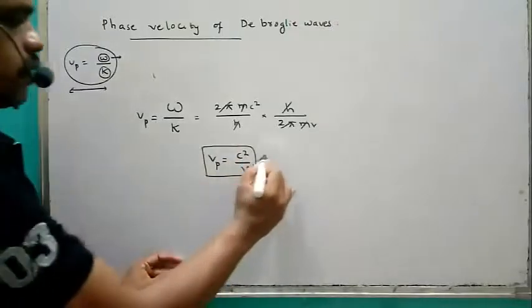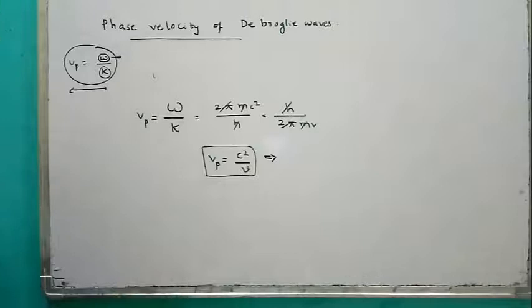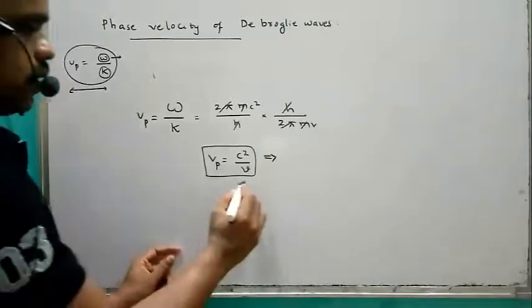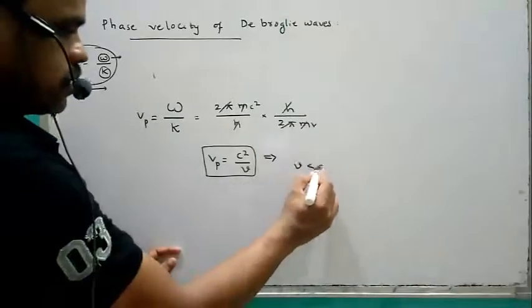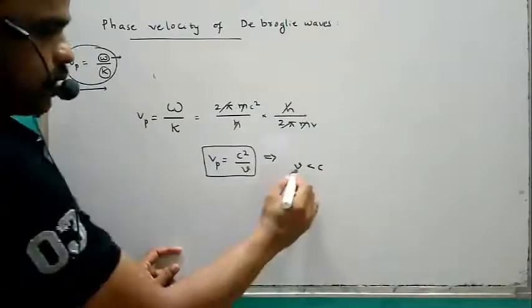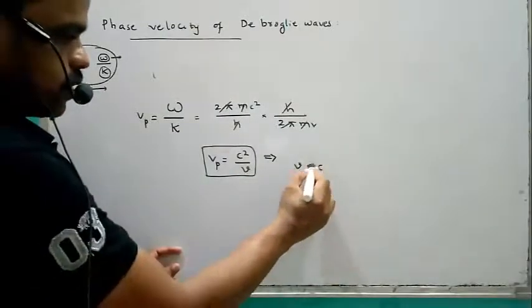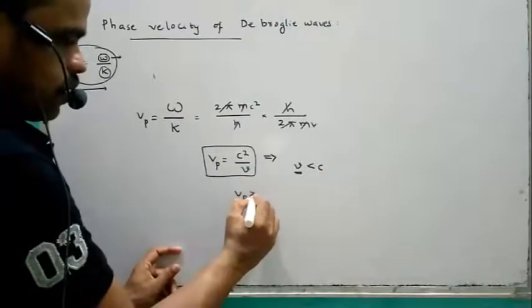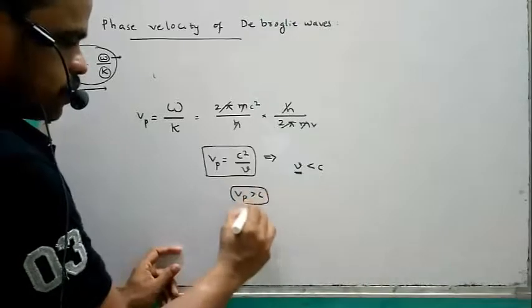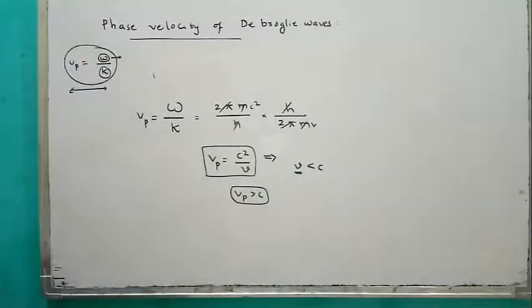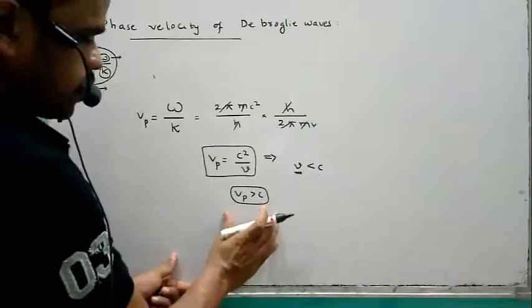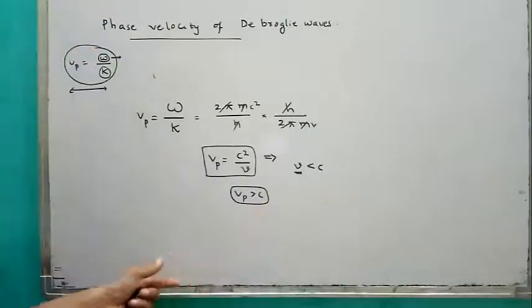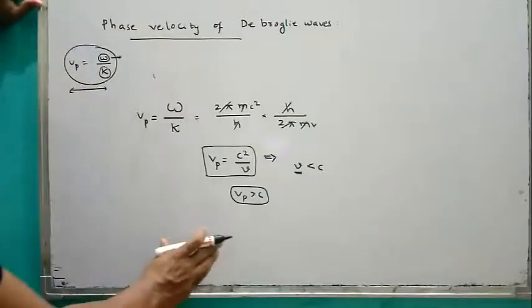So what does it mean, the physical meaning? If the particle is moving with velocity v that is less than c, then the phase velocity is greater than c. Phase velocity is greater than c. Is it possible? No. This is an unexpected result. It is not possible. So what is happening with the phase velocity of de Broglie waves?